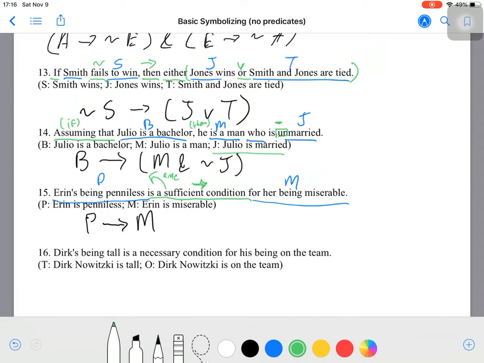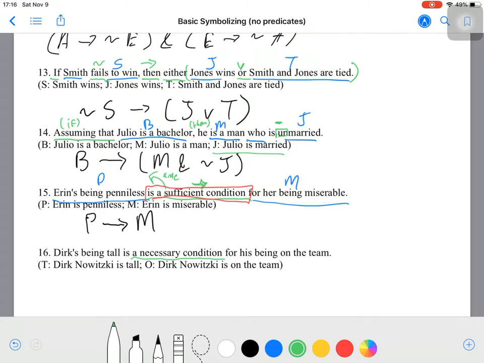Necessary and sufficient condition stuff is pretty confusing some of the time, and it kind of depends where in the sentence we see the statement. So let's take a look at this. If the sentence had instead said, a sufficient condition for Aaron being miserable is Aaron's being penniless, we would have known that we need to move the P part all the way back into the antecedent, even though it comes second in the sentence. In contrast, let's take a look at 16. Dirk's being tall is a necessary condition for his being on the team.